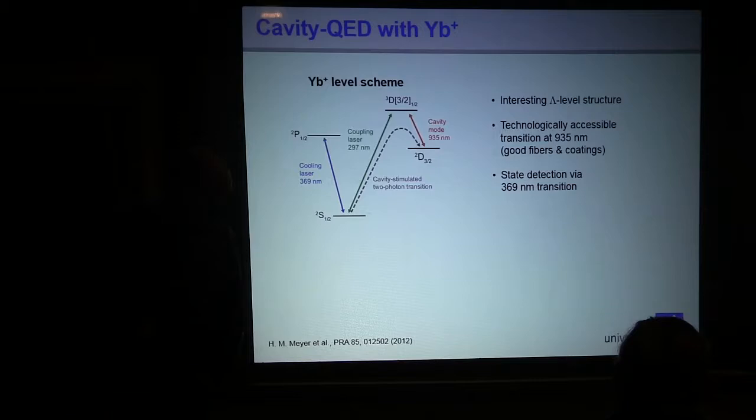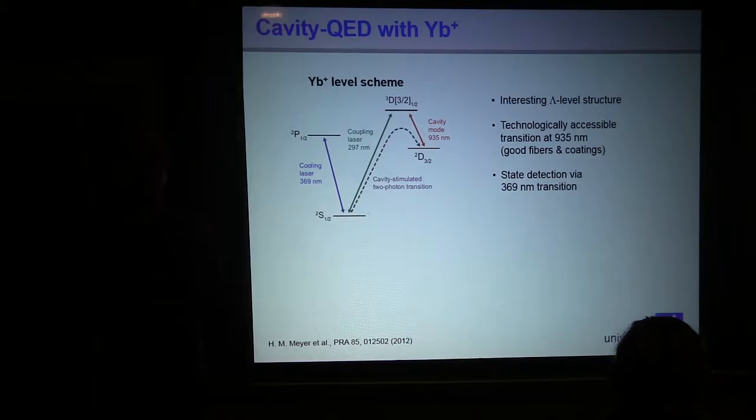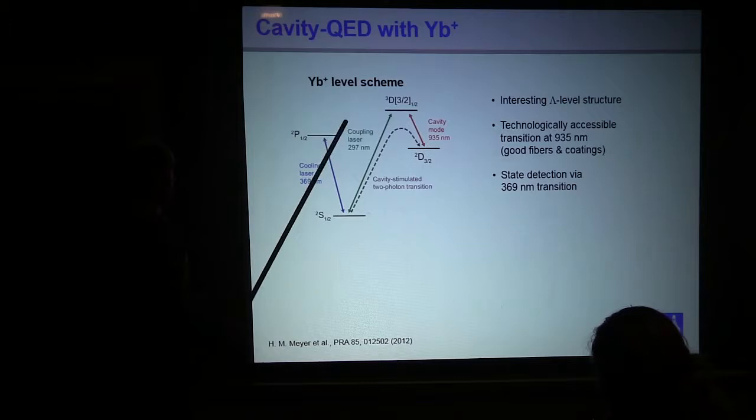So why have we chosen that transition? The reason basically is that for these wavelengths, there are good fibers, there are good coatings, and it's easier to build cavities than in the ultraviolet. Plus, we have a nice lambda level system where we can pump out from the ground state with laser light and have a cavity-stimulated Raman transition, which can generate, for example, a single photon out from the cavity.